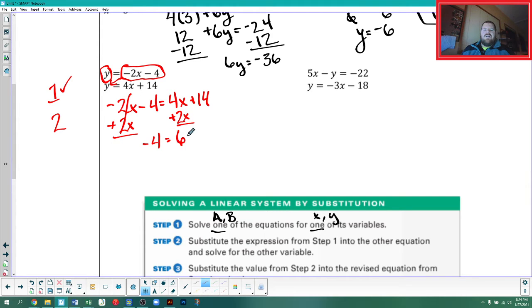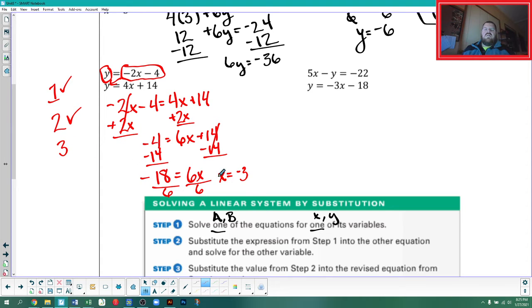4x plus 2x is 6x plus 14. So I want to subtract 14 from both sides. On that side they cancel, and on this side I get 6x equals negative 4 minus 14, which is negative 18. I'm going to divide by 6 on both sides, and I end up with x is equal to negative 3. And all that is step 2. Step 2 is the longer step in this strategy.